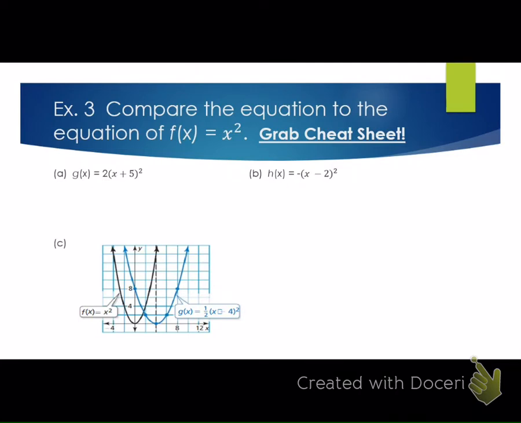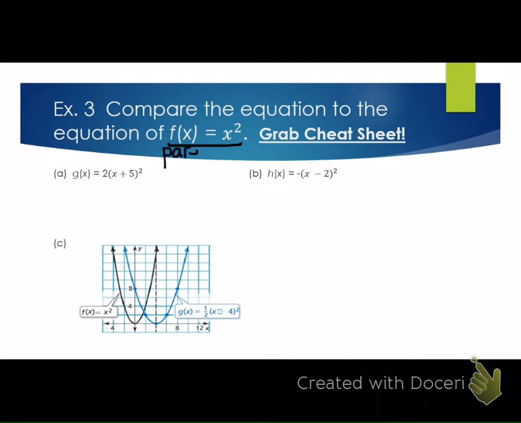But let's talk about this equation that we keep. Why do we keep comparing our new functions to f of x equals x squared? What do we call this f of x equals x squared? The parent function, all right? It's the parent function because it is the function that we are transforming. We're moving up, down, over, we're flipping it, we're stretching it, we're shrinking it. So this is called the parent function.